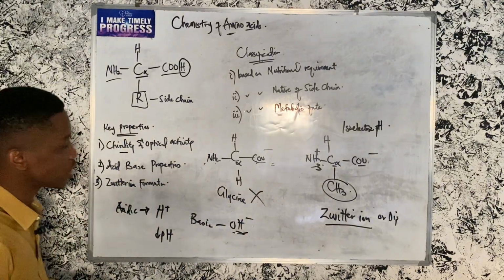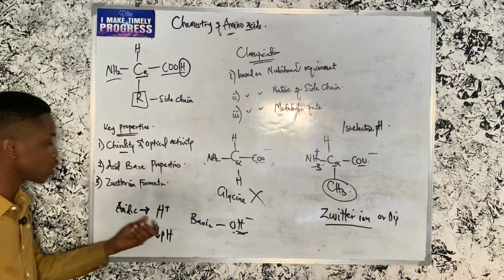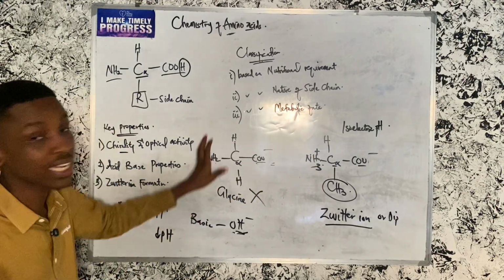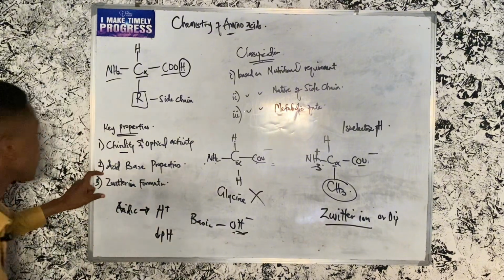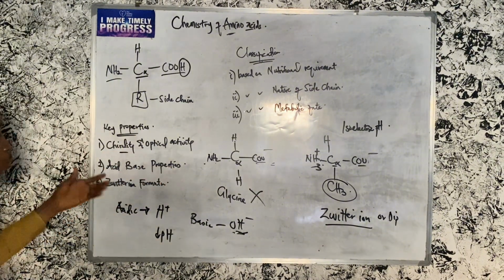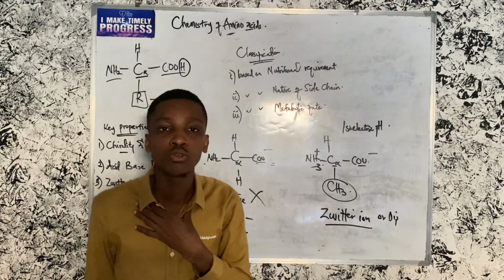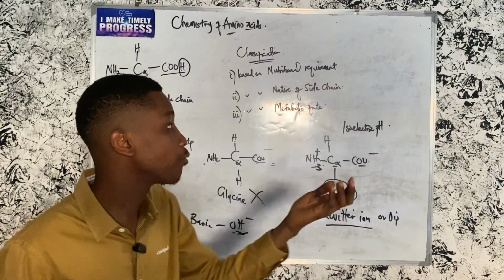Of course, I mentioned earlier that in acidic condition, you have H+, and so you'll be having a positive guy. In basic, you'll be having a negative guy. So that's for that. Now, also, from what I've said, you observe that amino acid can act both as an acid and as a base. So for that reason, we say they are amphoteric.